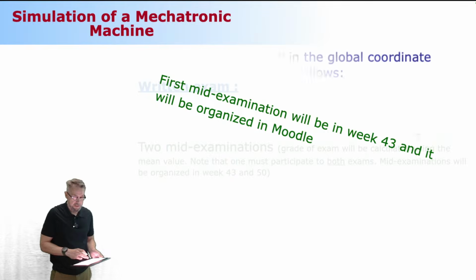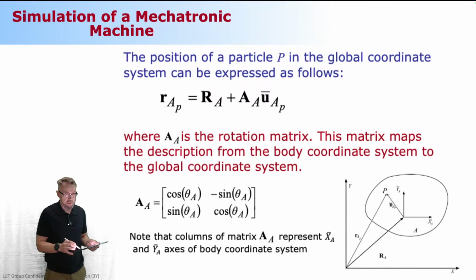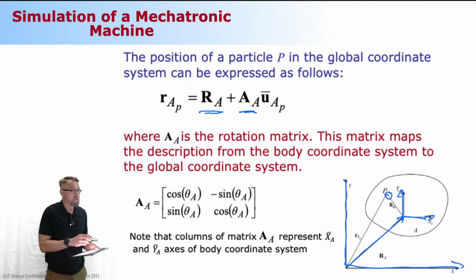Good. That's what we discussed a week ago. We discussed how we can describe the particle with respect to the reference coordinate system, often called the global coordinate system. And we do that with the help of the body reference coordinate system. First we go to the origin of the body reference coordinate system by using a vector r. Then we take the orientation of the body reference coordinate system into account. That's going to be a 2x2 matrix in the planar case, 3x3 matrix in the spatial case. And then with the help of u bar, we reach wherever the particle P is located.